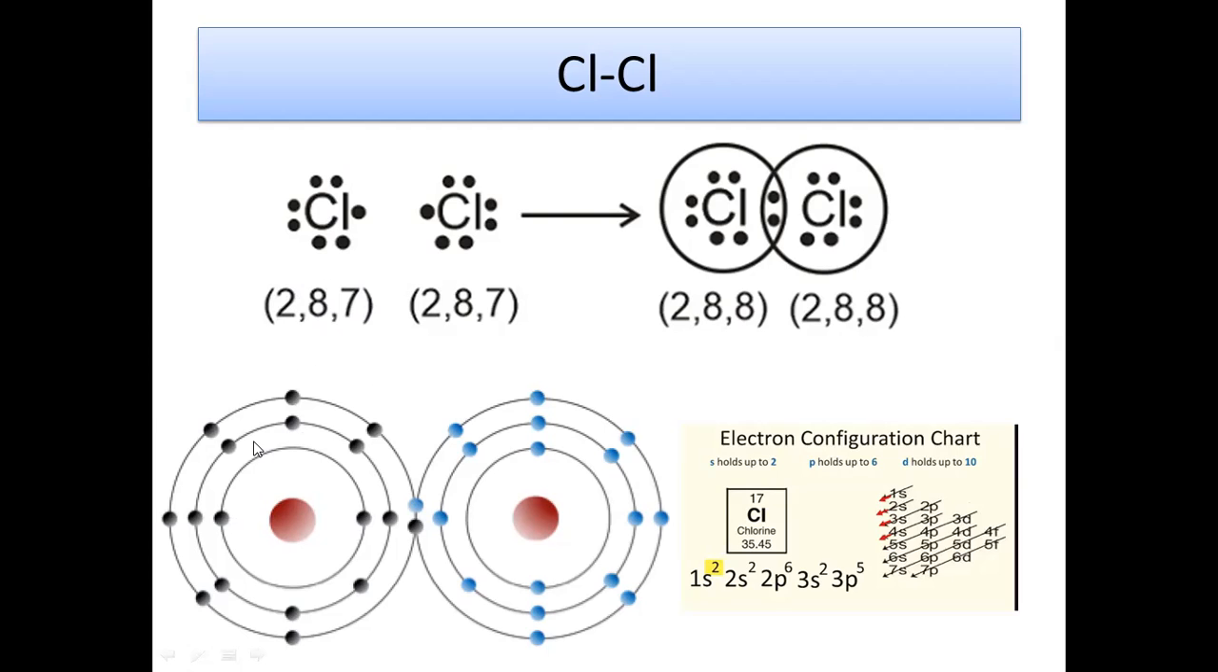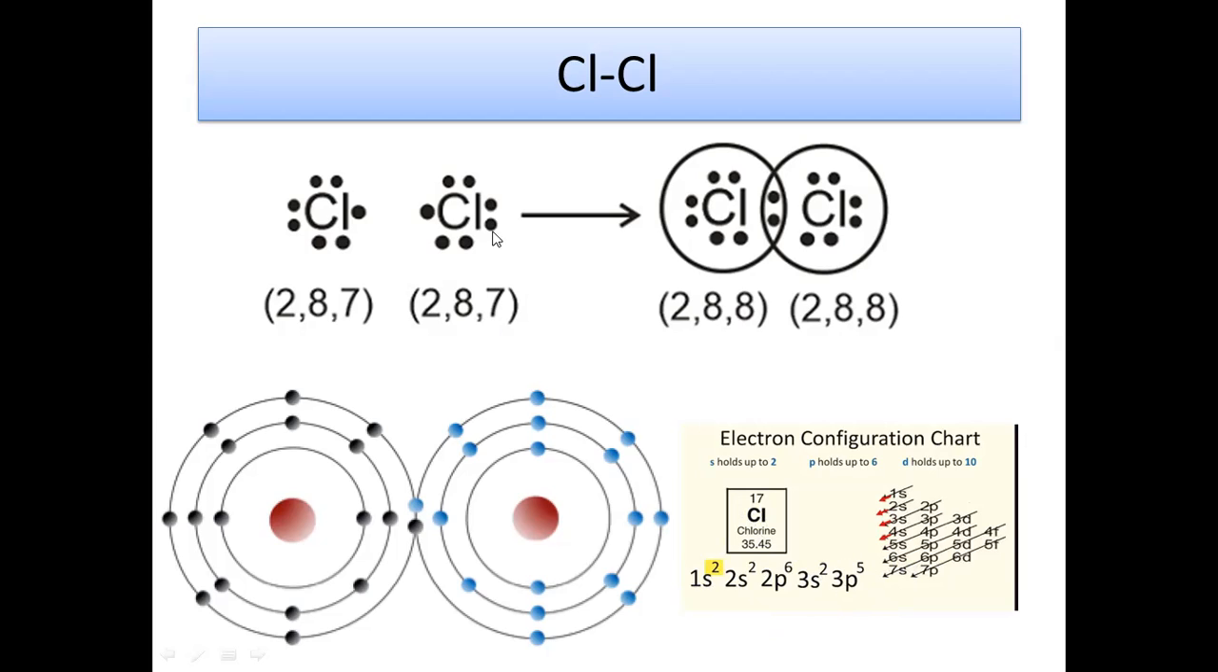The first shell has 2 electrons, then 8 electrons, and as indicated with the black balls, these are the 7 electrons. You can also write the electronic configuration this way: first 1s2, 2s2, 2p6, and 3s2 and 3p5, because it has atomic number 17, so there are 17 protons and 17 electrons. So in the valence shell, there are 7 electrons.